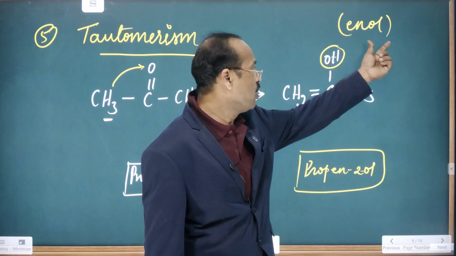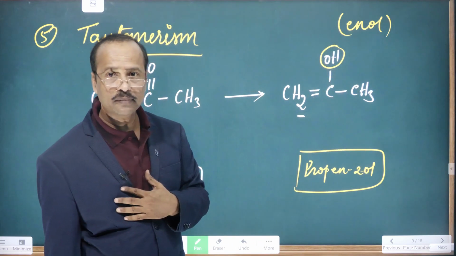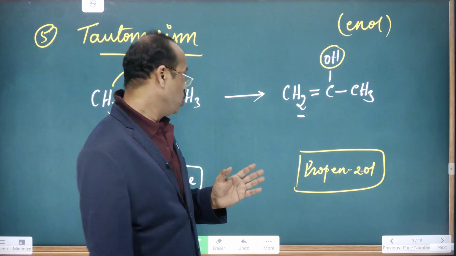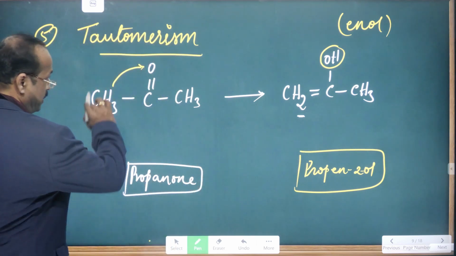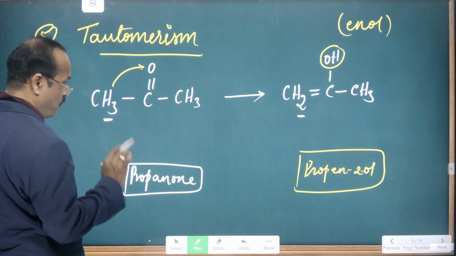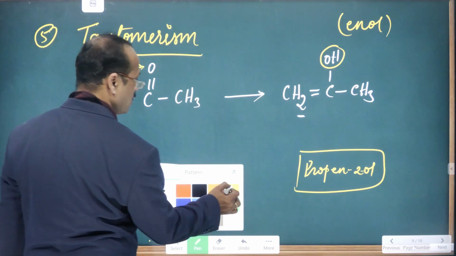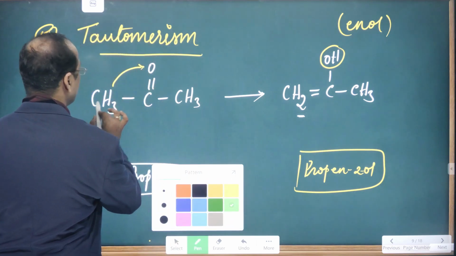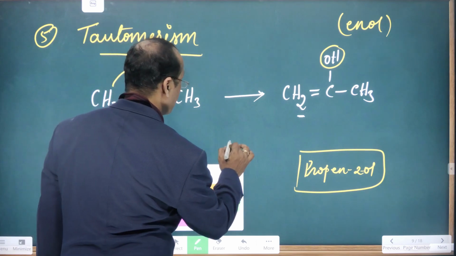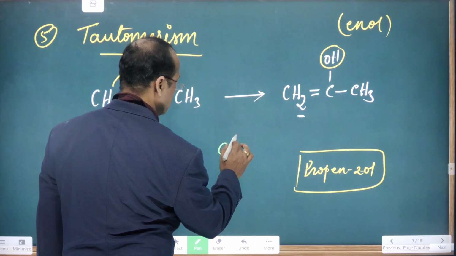Enol. So enol. Clear? Right? So here what's happening here? The same compound. If you see the formulas, once you see the structure, let's see the formulas. How many carbons are there in total? 1, 2, 3, right? So here I am writing the overall formula.